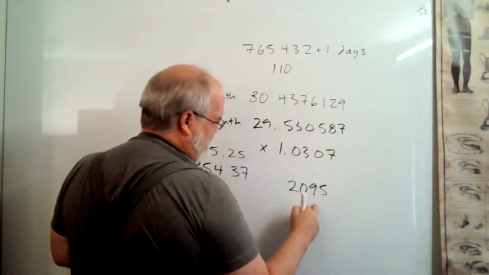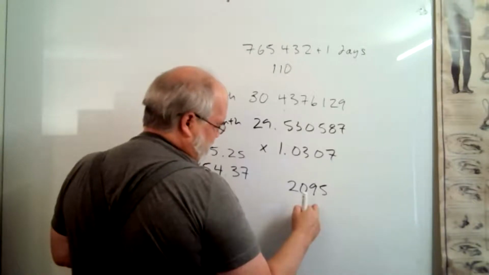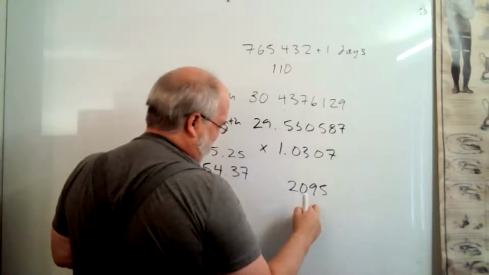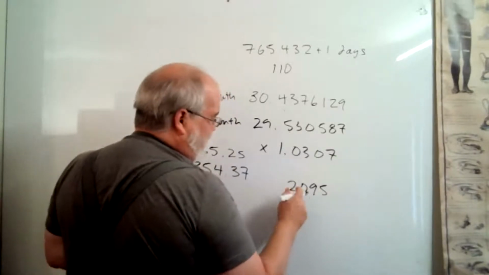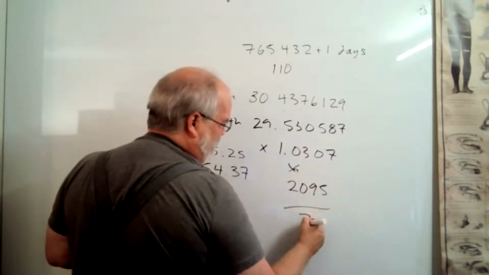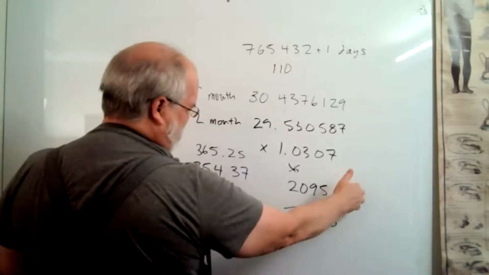I don't, 2095 times 1.0307. I don't think that will work out, because I'm going backwards the wrong way. It's 2159. Okay, so it does work out. So that's going to work out to, if I can multiply this by this, I'll get 2160 roughly, right? Because this is 9 and it's a decimal.